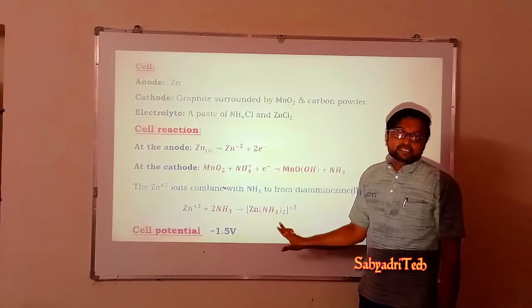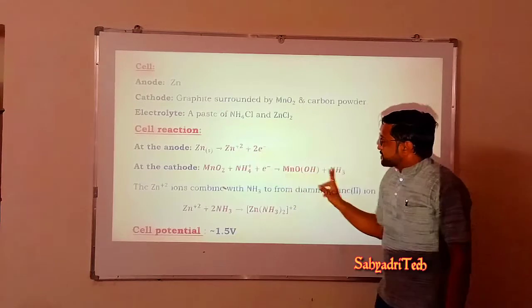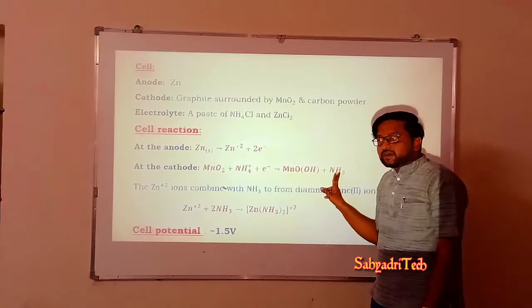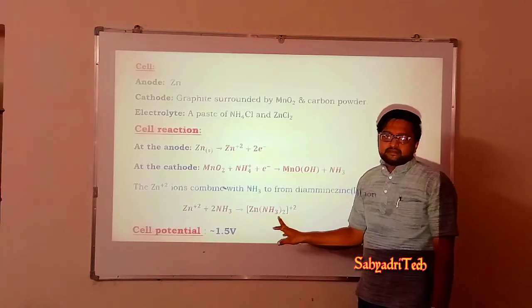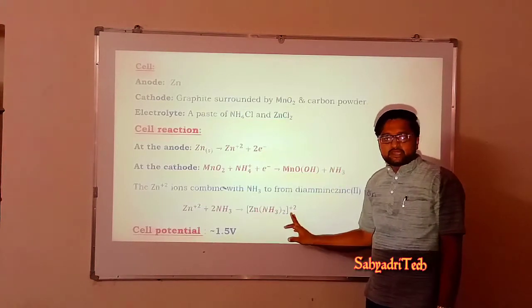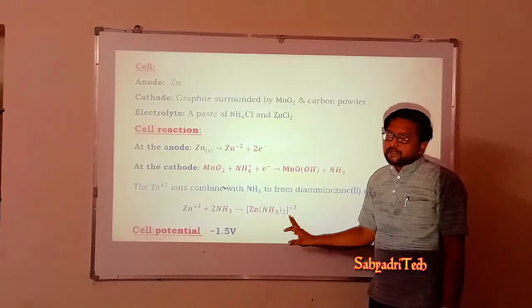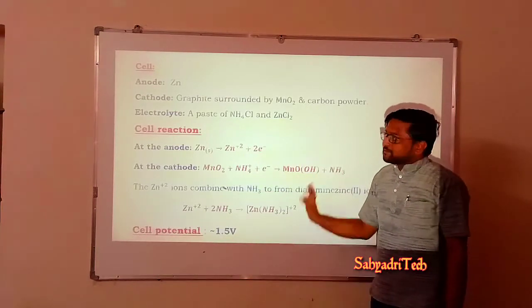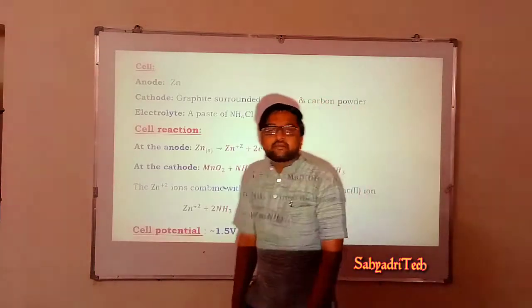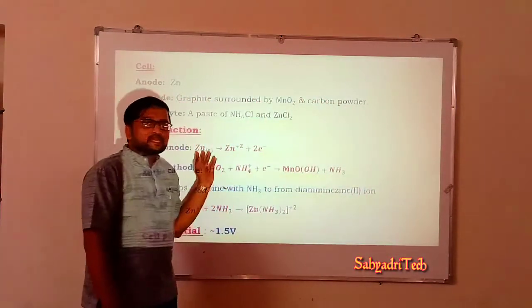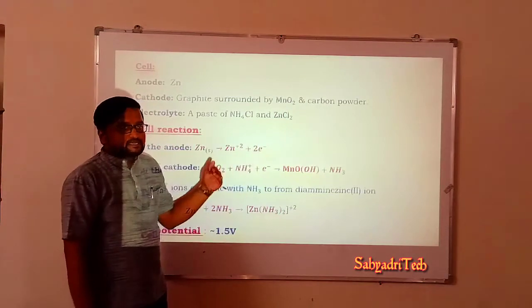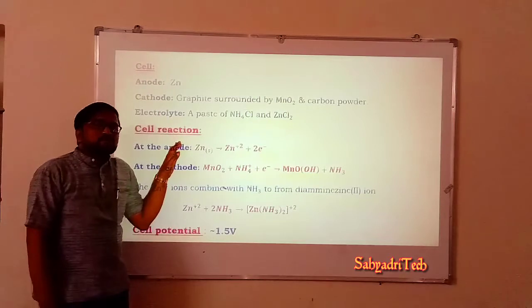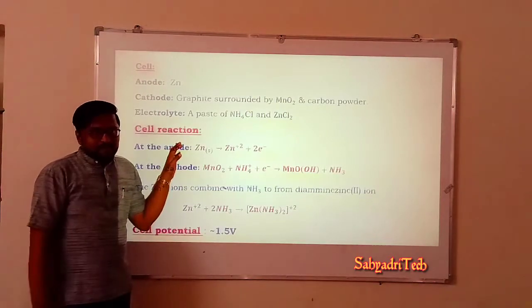It's a stable complex, which means whatever products are formed, they won't remain in their own state. They get converted into a complex. Diamine zinc(II) cation, a complex, is formed. Therefore, this reaction cannot be reversed back. If the reaction cannot be reversed back, what happens? The reaction is going to attain equilibrium at a certain moment. Therefore, we say this type of cell can be used only once in its lifetime.